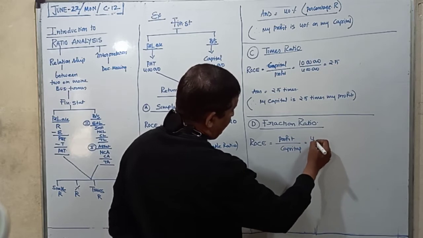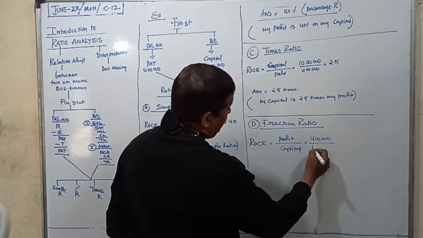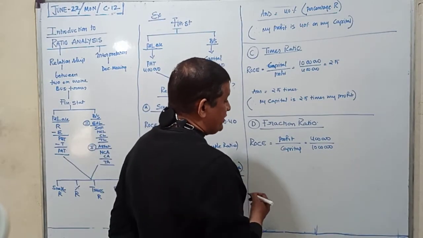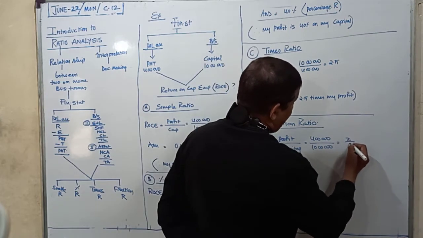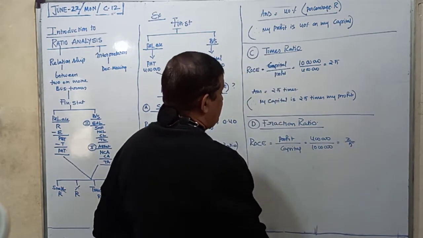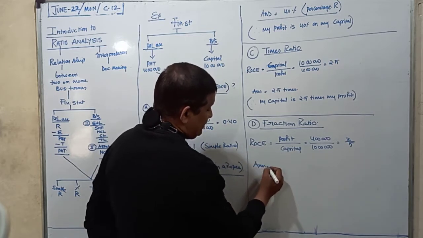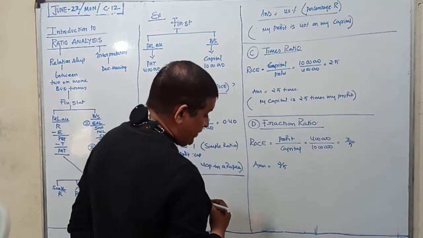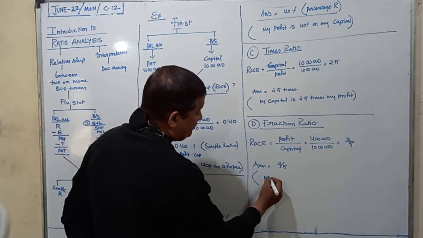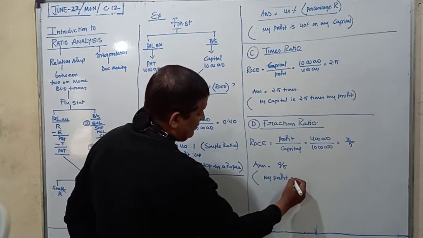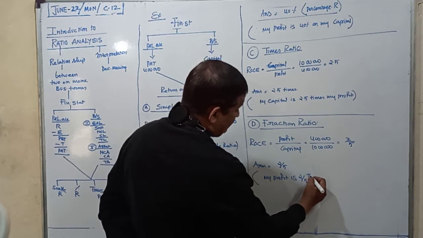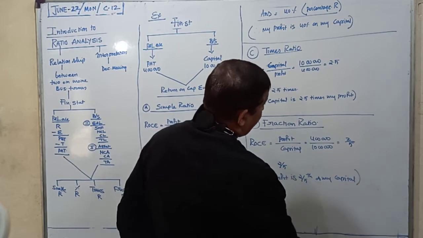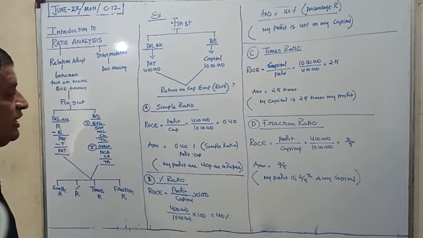When you do this, your profit is 4 lakhs, your capital is 10 lakhs. So you get a fraction like 2 by 5. So your answer is 2 by 5. Now what does this mean? I can interpret, therefore, my profit is 2/5 of my capital. My profit is 2/5 of my capital.